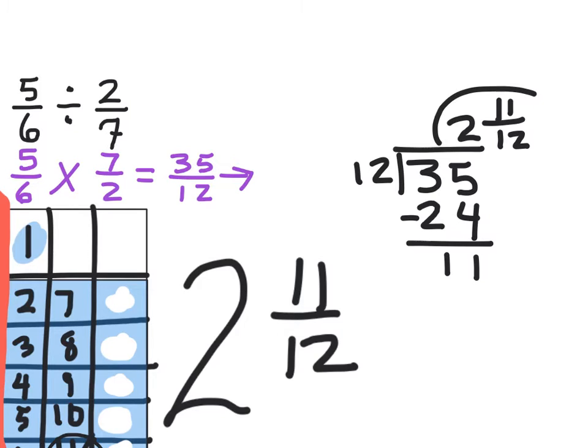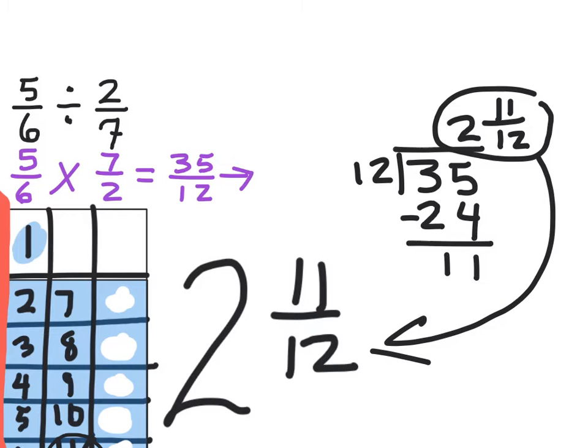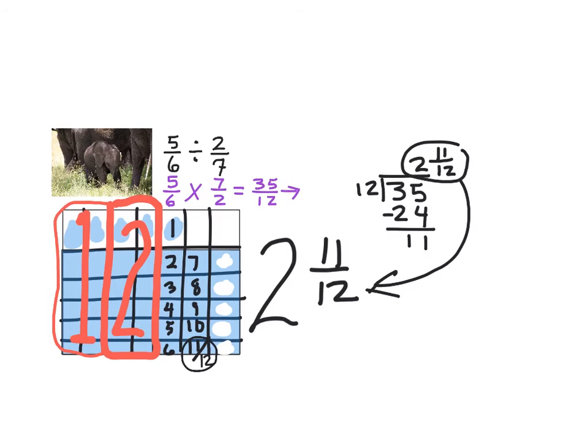And if you look, 2 and 11 twelfths agrees with our mathematical model right here. And that is really cool. Here we have 2 and 11 twelfths, and 1, 2, and 11 out of 12. Awesome, my friends. Hey, that is the answer. However, I got one more thing I wanted to show you.